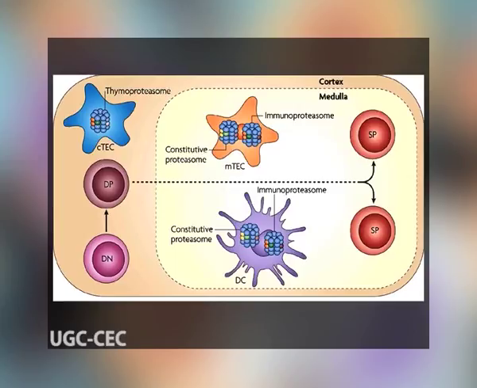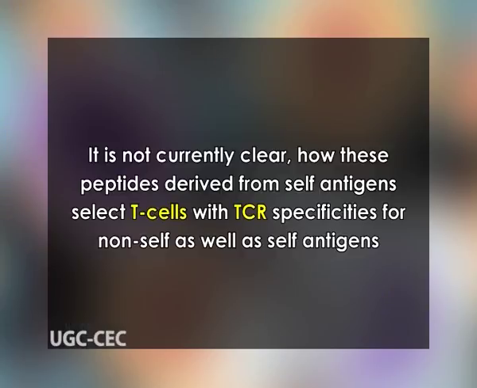Current evidence indicates that peptides expressed by the cortical epithelial cells play a critical role in the positive selection setup. These peptides are derived from self-antigens either expressed in the thymus or brought into the thymus. It is not currently clear, however, how these peptides derived from self-antigens select T cells with TCR specificities for non-self as well as self-antigens.